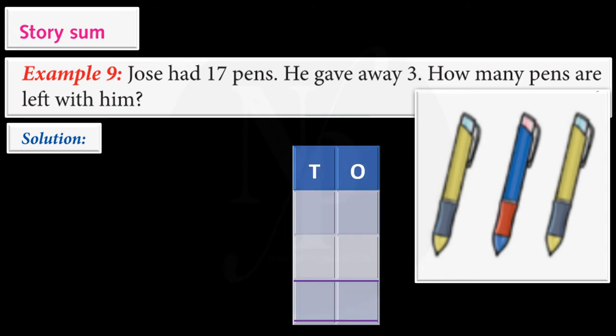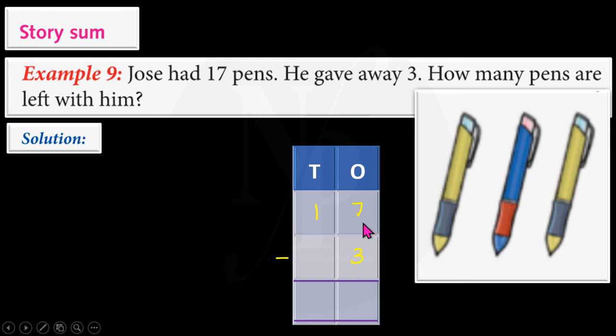So let us write down the numbers, that is 17 and 3, appropriately in this place values table. To find the number of pens left with Jose, we have to subtract 3 from 17. So let us write 17 in the first line. 1 is in 10's place, 7 is in 1's place. So we write 7 like this, and 3 just below 7, and we have to subtract to find the answer.